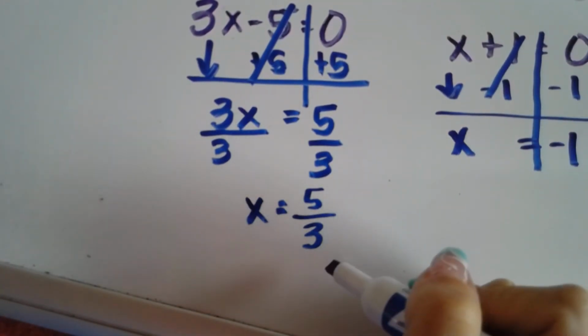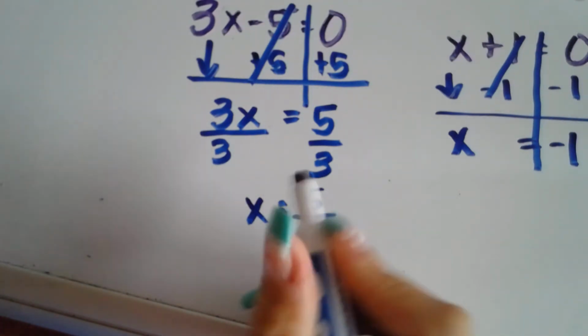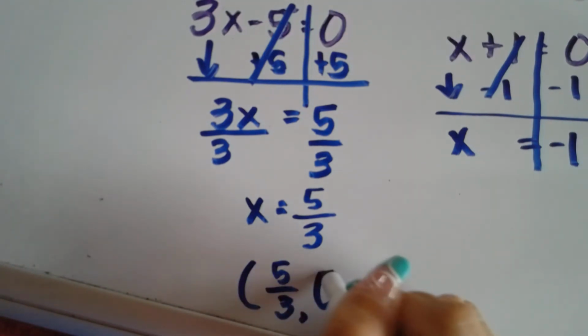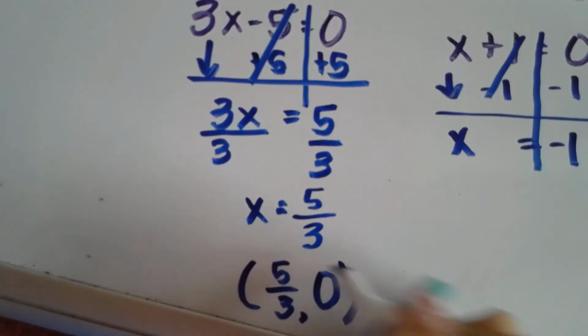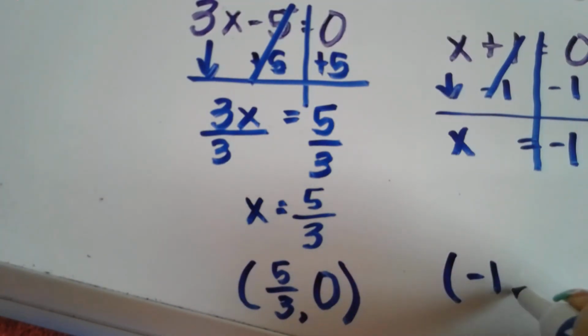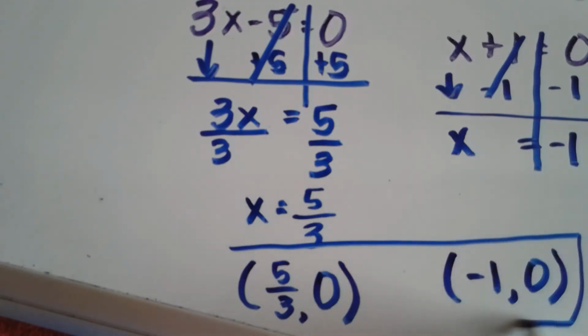Okay, so we have a fraction here. It's okay to leave it as a fraction. Perfect, right? So x is going to equal 5/3, comma 0. Okay, remember your x and your y. And here we have our x is negative 1, comma 0 is your y. And these are our roots or our zeros or our x-intercepts. And that's your answer for this one.